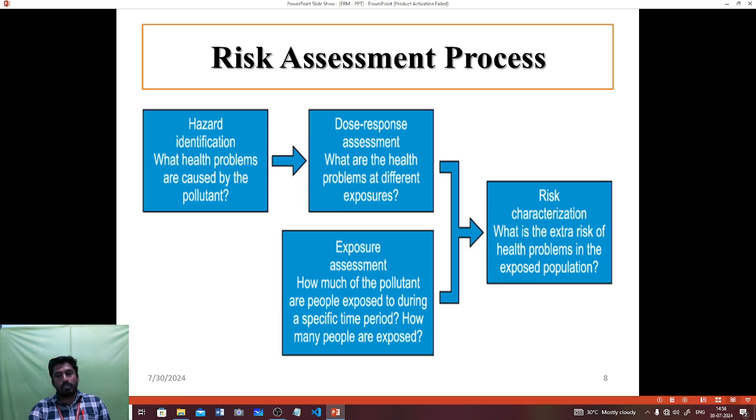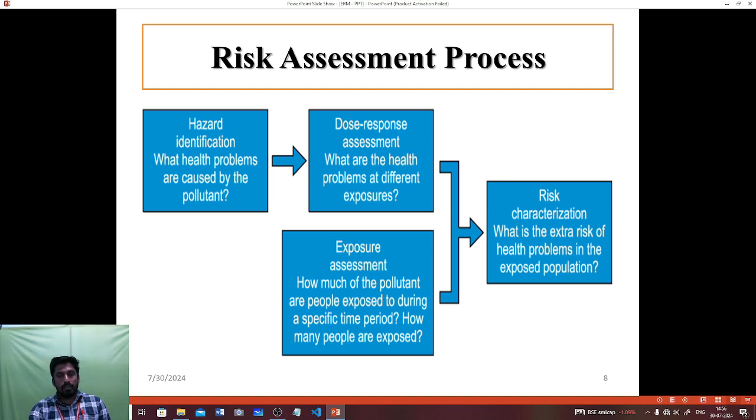The next one is risk characterization. Risk characterization is to find out the exact risk, the health problems in the exposed populations, and it is informed by the exposure assessment. How much of the pollutant are people exposed to during a specific period, and how many people are exposed? That means how many people are affected by the hazards, or by the particular cause that arrived in the environment.